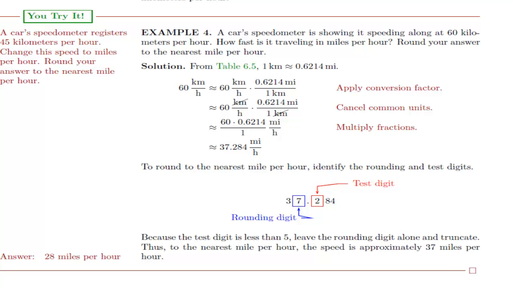To round to the nearest mile per hour, identify the rounding and test digits. Because the test digit is less than 5, leave the rounding digit alone and truncate. Thus, to the nearest mile per hour, the speed is approximately 37 miles per hour.